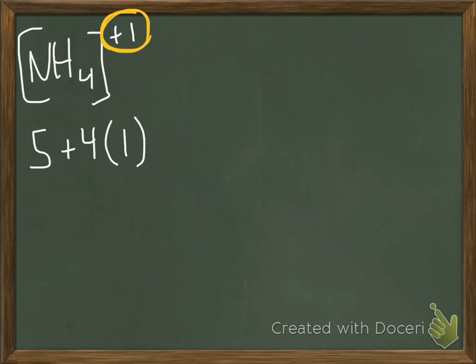What does that mean in terms of electrons? If your charge is +1, that means that you have lost 1 electron. So we got to do -1 this time. So 5 + 4 - 1 equals 8.